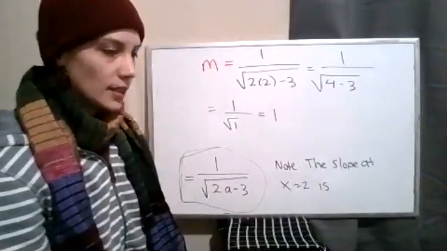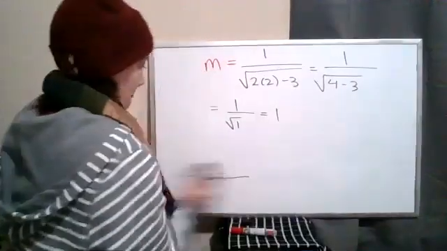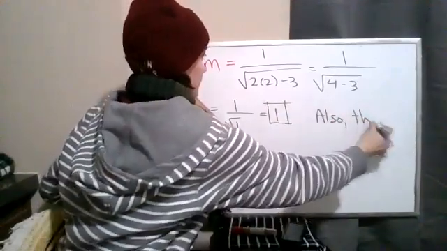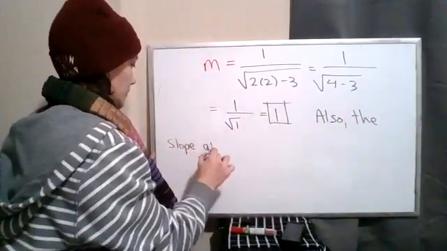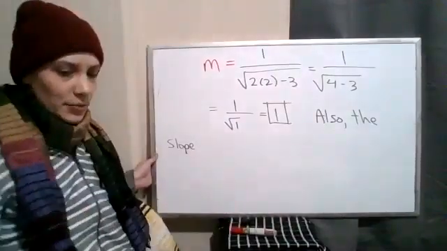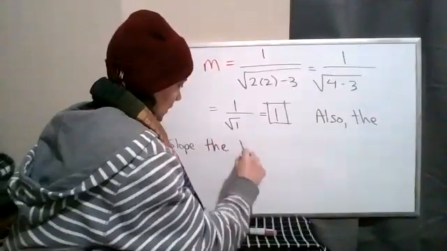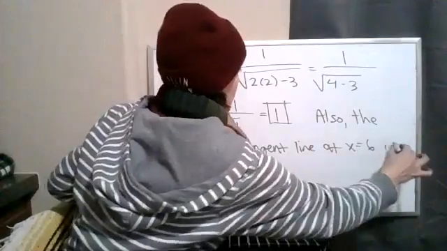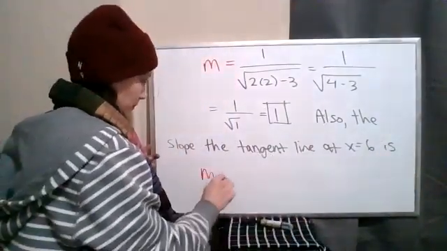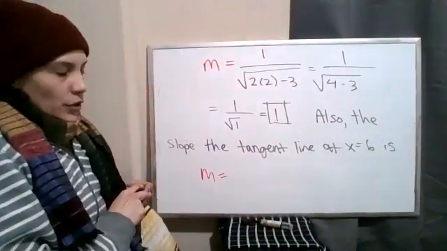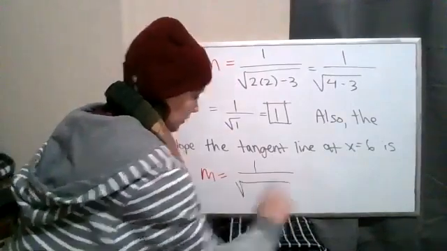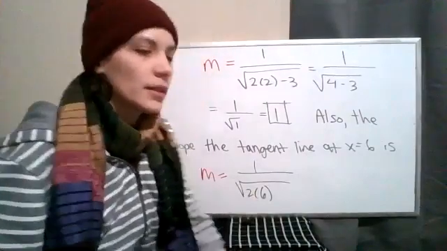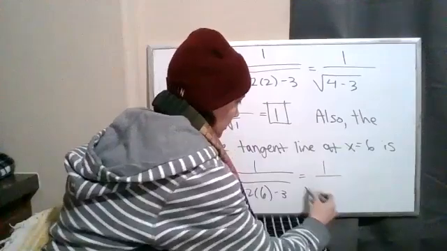I found the slope at x equals 6. The slope of the tangent line, to be more specific, at x equal to 6. What did we get? 1 over the root of 2 times 6 minus 3. And I think we're out of time. So we'll wrap it up in a sec. 1 over root 9.